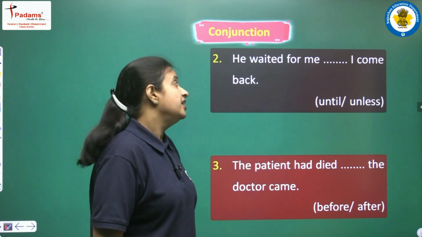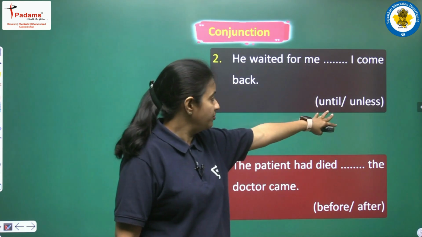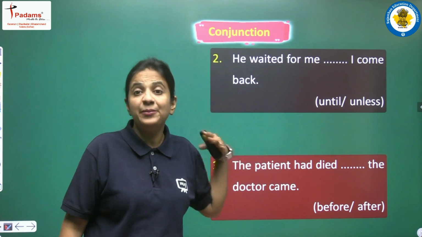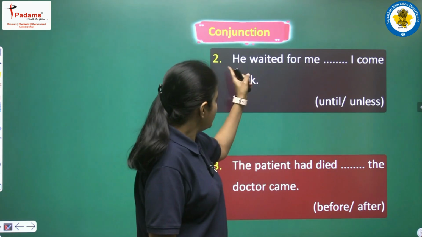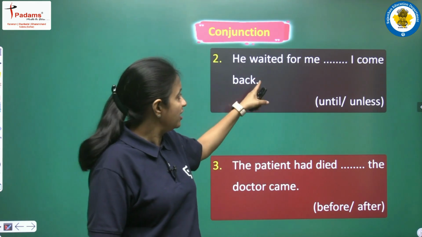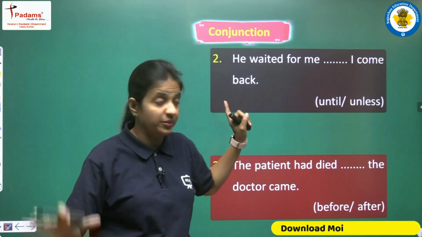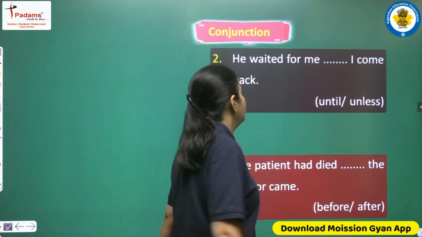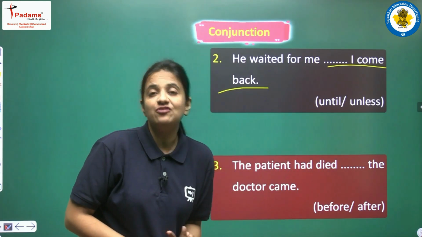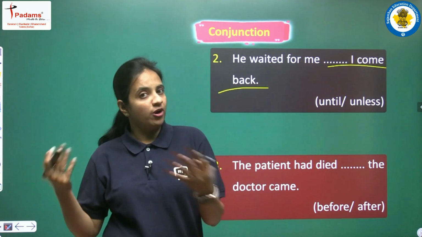So let's read. He waited for me, I come back. We are having two options, until and unless, and now let's try to understand the meaning that the sentence is having. So we are having that he waited for me, right? This is the first part of the sentence in which we are talking about one person, and we are saying that yes, he waited for me. Next we are saying I come back. So we are trying to say for how much he waited for me, for what period of time he waited for me.